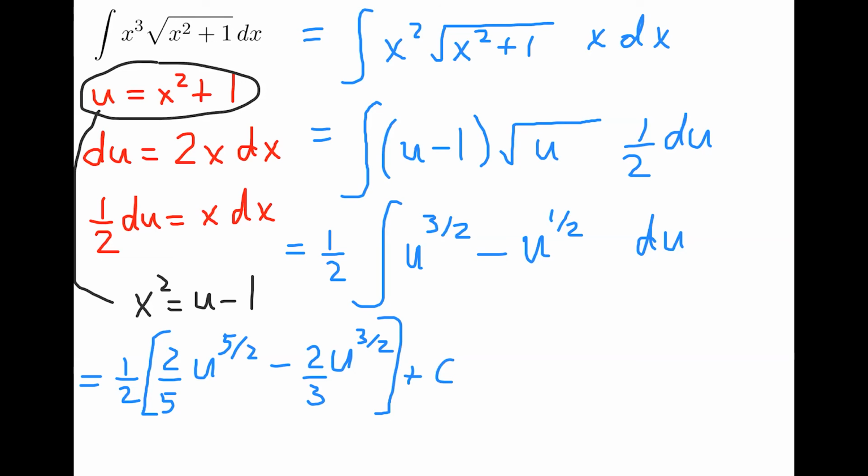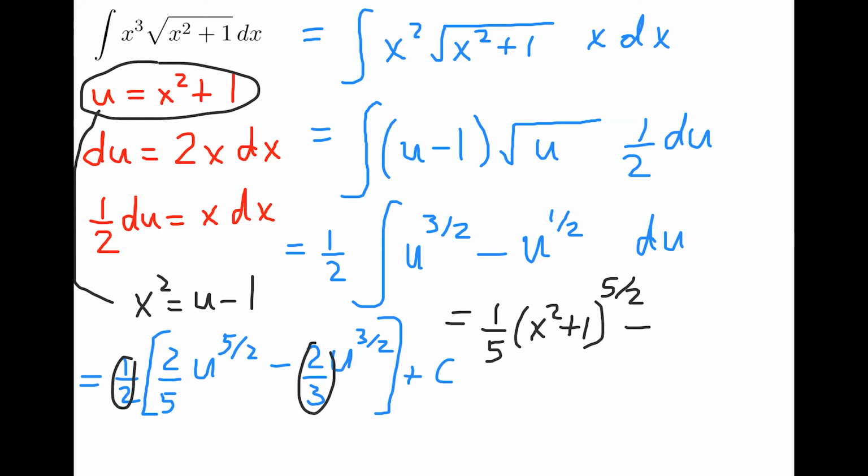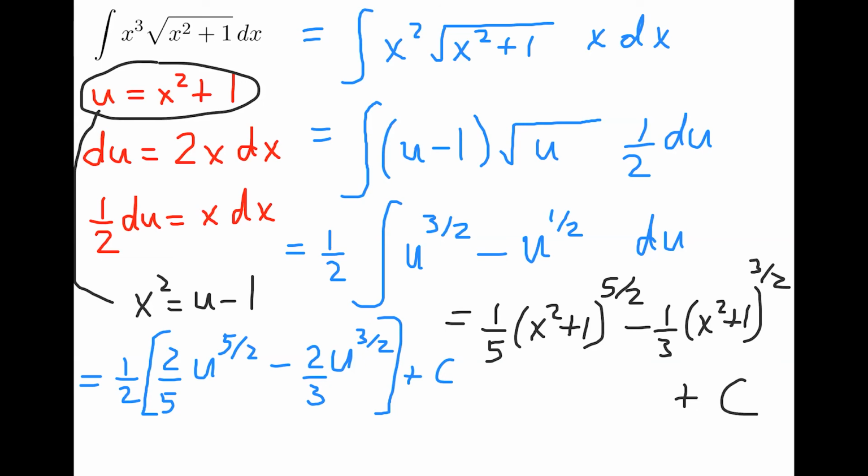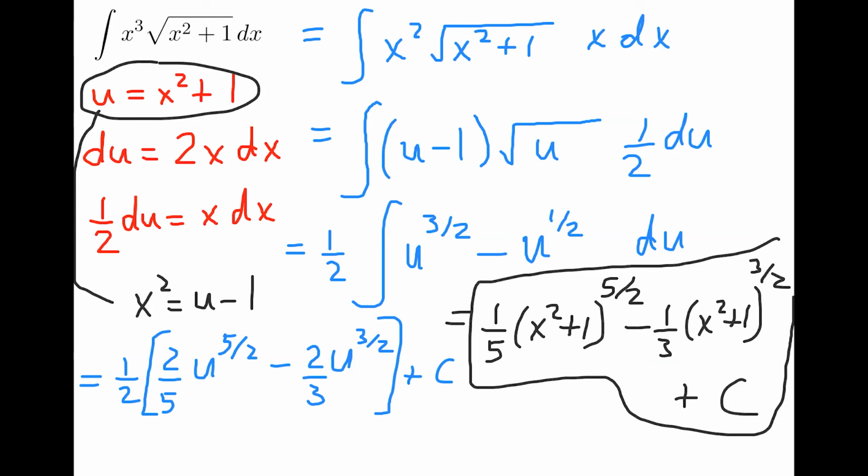And that's basically the final answer, except that we need to express everything in terms of x. So I'm going to do this in a different color. It's going to be hard to fit here. We're going to have 1/5. That comes from combining those two things. So 1/5 times x squared plus 1 to the power 5/2. And then we're going to have minus, and then we have to combine the 1/2 and the 2/3. So that's going to be 1/3 times x squared plus 1 raised to the 3/2. Okay, and then last but not least, we need our plus a constant. So this thing right here, that's the final answer for this guy.